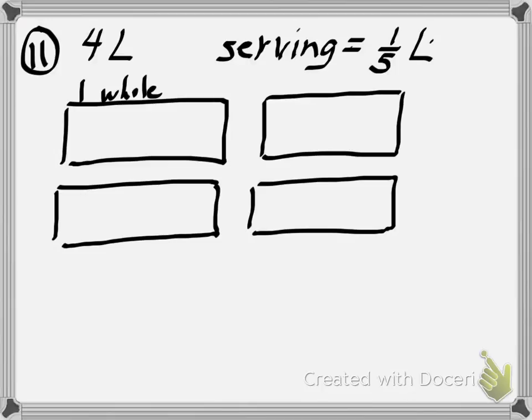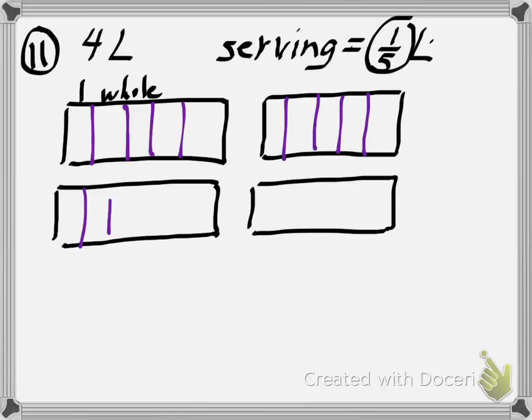But she's not going to give everybody a full liter. She's going to give them a 1/5. So we're going to go through and divide these into fifths. So we can draw 4 lines in each one. And that will give us fifths.